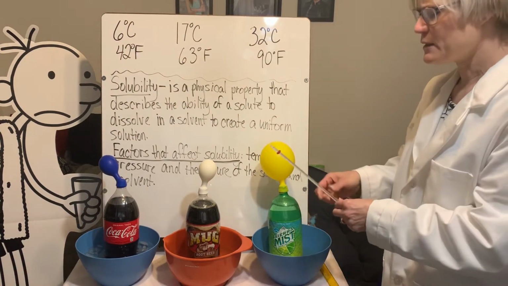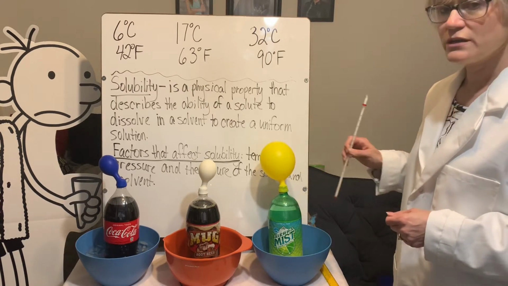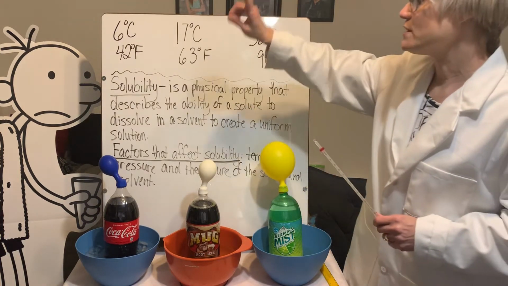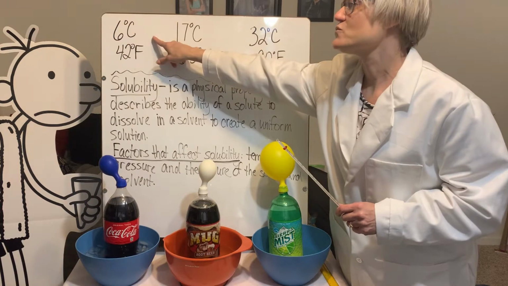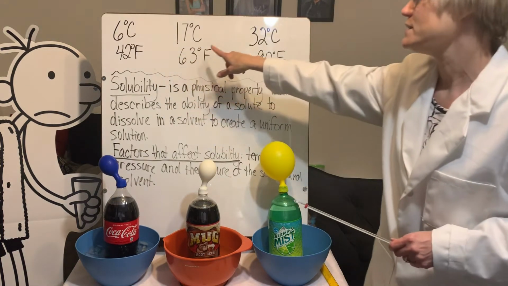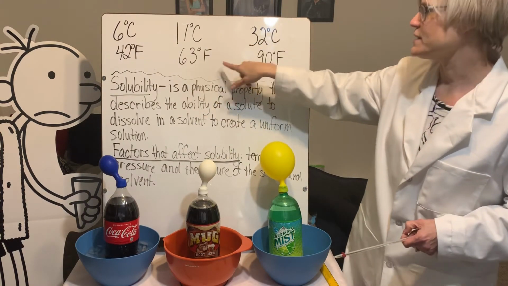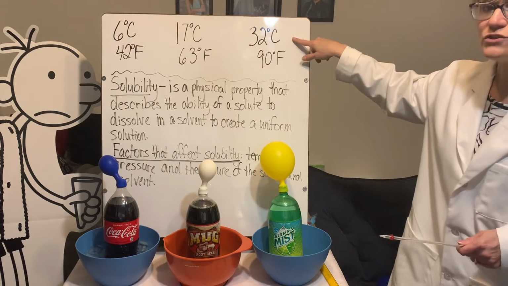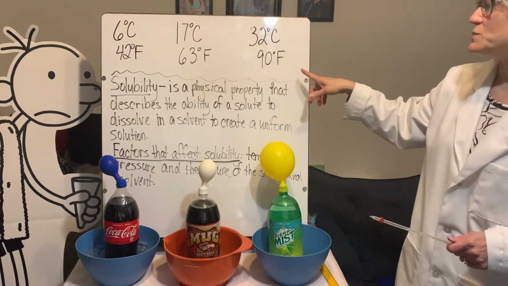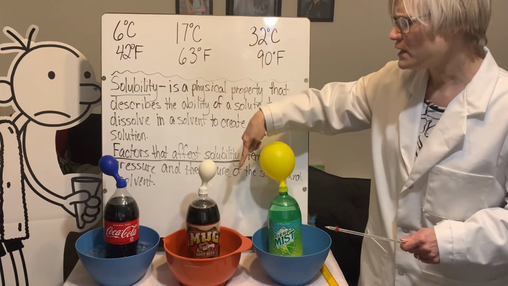So I went ahead and I got my thermometer out, and I decided to take the temperature of each one of the bowls of water. The ice water is 6 degrees Celsius, and when you convert that, it's approximately 42 degrees Fahrenheit, the room temperature water is 17 degrees Celsius, which is approximately 63 degrees Fahrenheit, and then the hot water is 32 degrees Celsius, or approximately 90 degrees Fahrenheit.